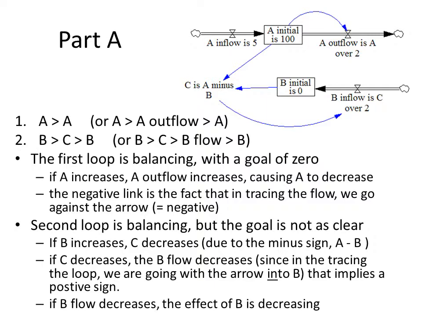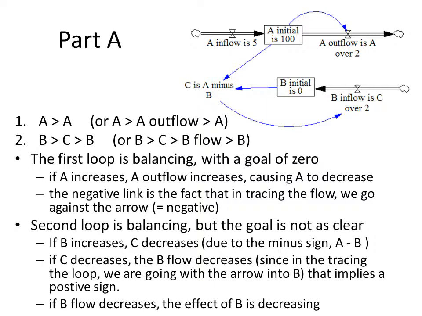If you look at the loops, you can see that A influences A, or you could draw it the other way, but basically A is a self-loop there, and also B influences C, and then in turn influences itself. So the first loop is balancing with a goal of 0. It's trying to drain that stock. The reason that it's balancing and not positive is because when you go back after the blue arrow on the upper right, when you come back into the stock, you're going against the flow, which is a negative, as we talked about previously last week.